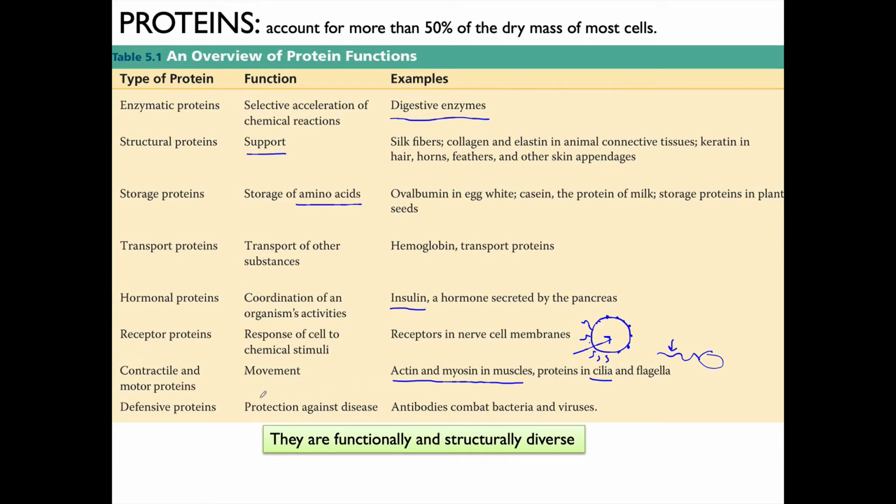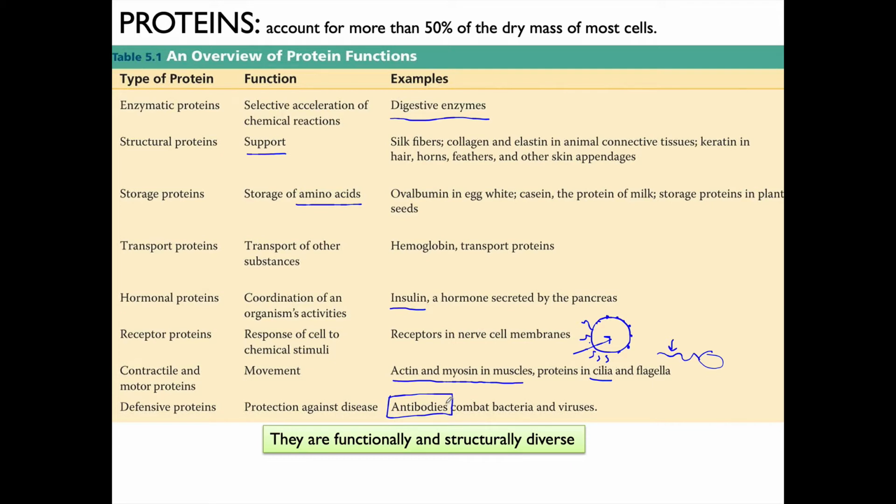And then defensive proteins, so important right now at this point in 2020. These are going to help protect against disease. So we have these special workers in our body called antibodies that combat bacteria and viruses. Now these antibodies serve a special function of recognizing bacteria and viruses, and then ultimately binding with them to take them out of commission, to basically target them for destruction.